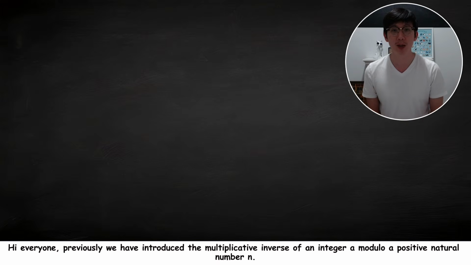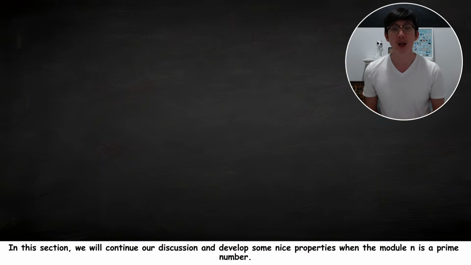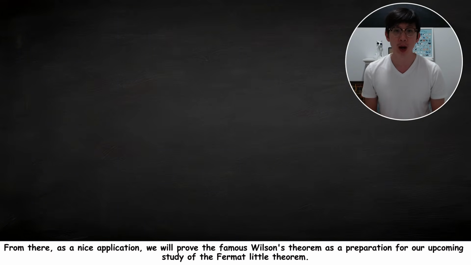Hi everyone. Previously, we have introduced the multiplicative inverse of an integer a modulo a positive natural number n. In this section, we will continue our discussion and develop some nice properties when the modulus n is a prime number. From there, as a nice application, we will prove the famous Wilson's theorem as a preparation for our upcoming study of the Fermat's Little theorem.